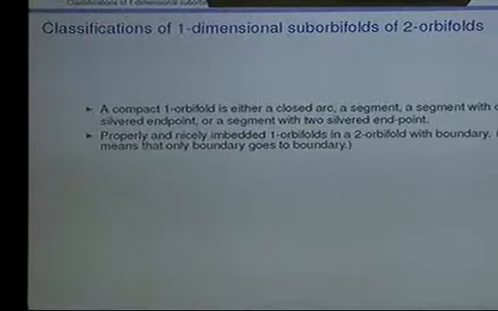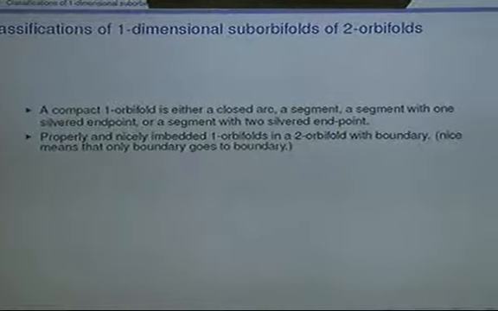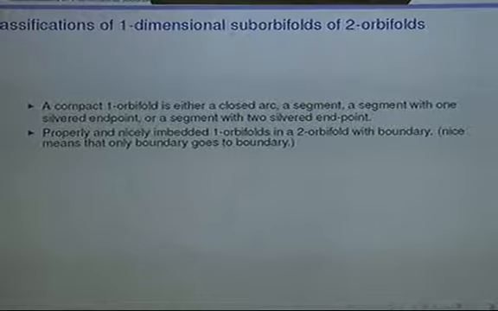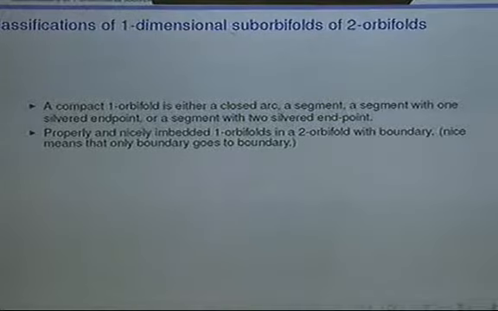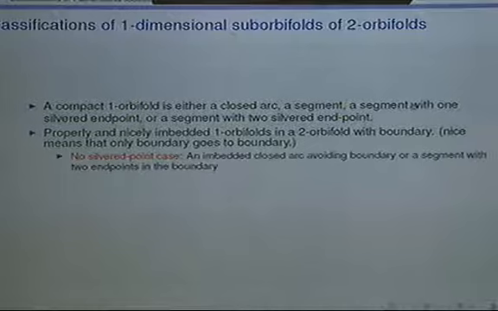So, properly and nicely embedded 1-orbifolds. There's some definition here. Nicely means that only the boundary goes to the boundary, and near the boundary it is transversal. And properly means just topologically proper. So in the non-silver case, if you want to nicely and properly embed a closed arc, then it will avoid any boundary here.